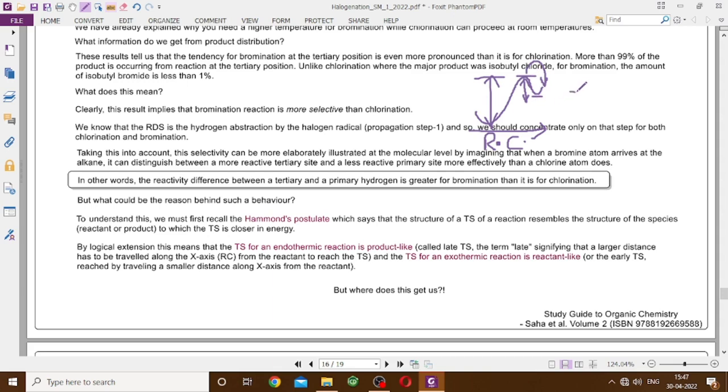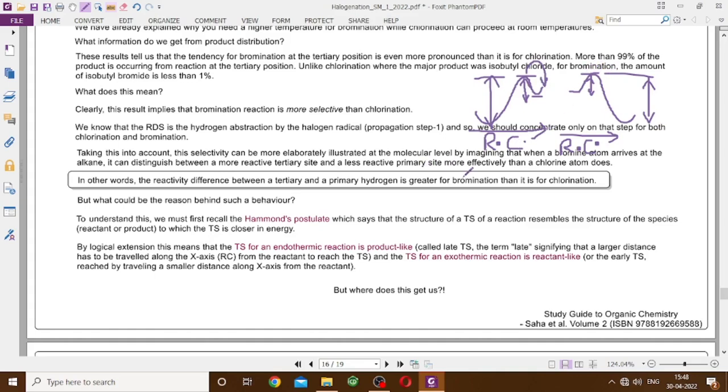But if I am to draw it in a reverse manner, then the transition state arrives very early in the reaction coordinate. You have to only travel a very small distance on the reaction coordinate to encounter the transition state. And this energy difference between the reactant and the TS is way short compared to the energy difference between the product and the transition state, and therefore this transition state is also called the reactant-like transition state, or we can call it the early transition state.